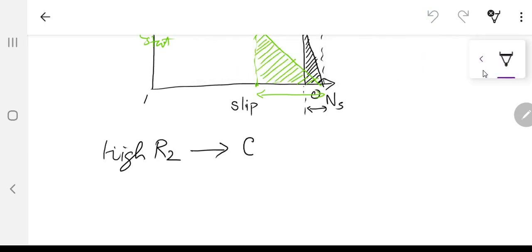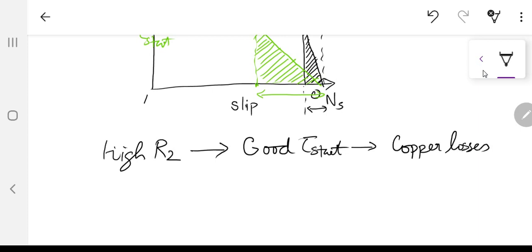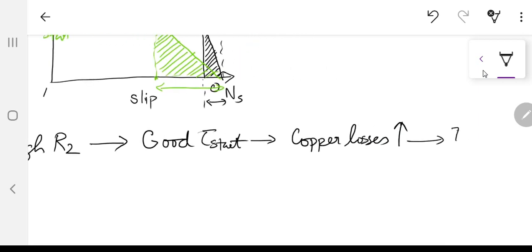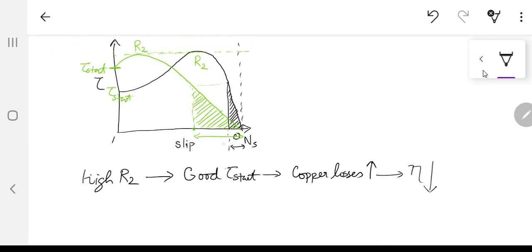you are going to have a good starting torque, but the copper losses are going to be on the higher side, and also the efficiency, because the machine is not always going to work at the starting region. It's always going to work in the shaded region mostly, because that is actually the main operating point.